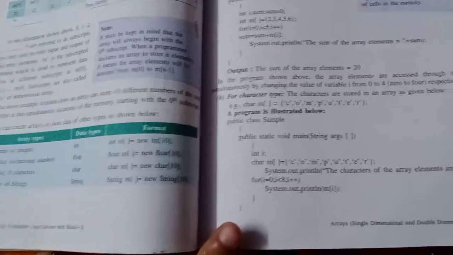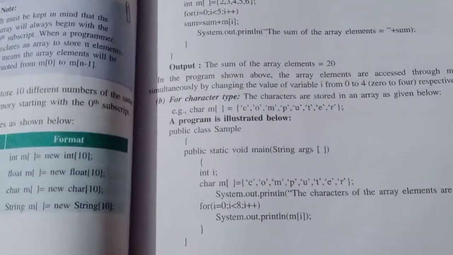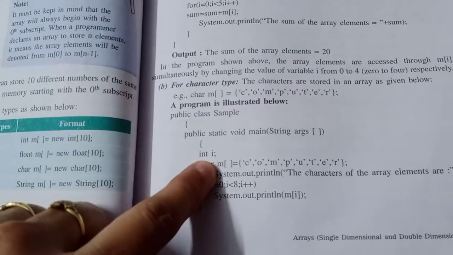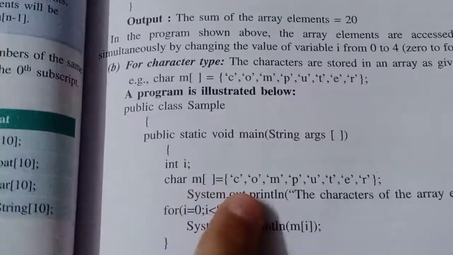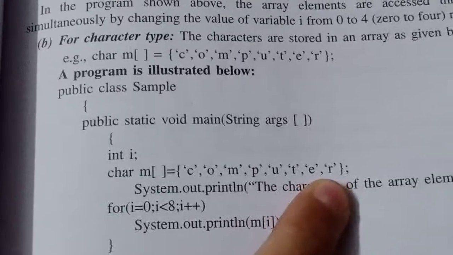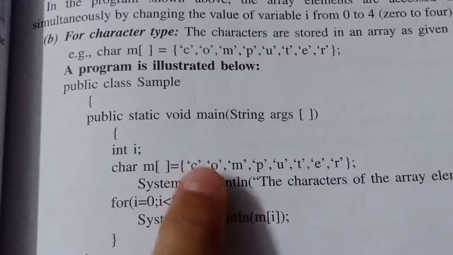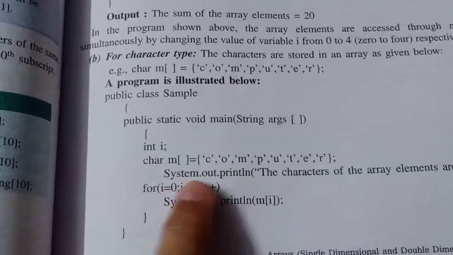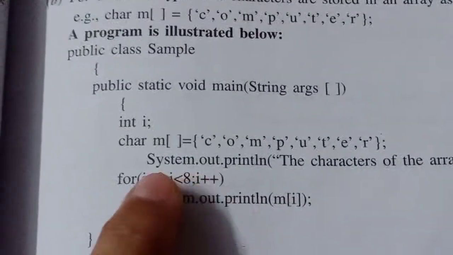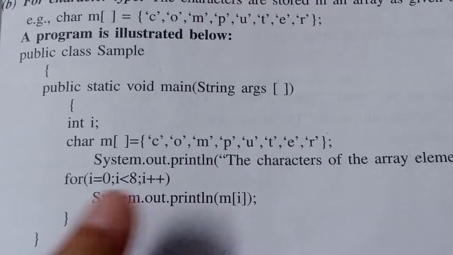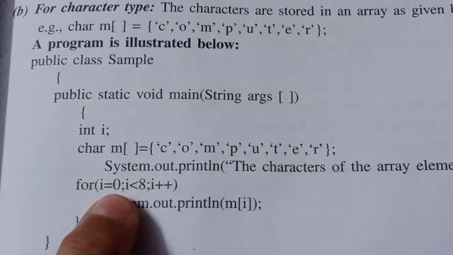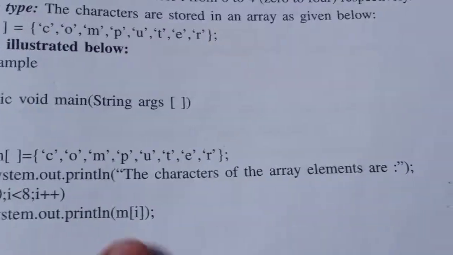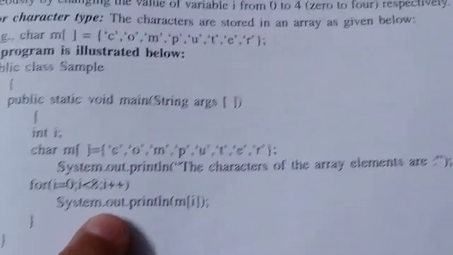Now you can see one character type program in your book. Same way here I variable and char m will hold the different characters and close within single quote and separate with the commas. And then its task is to display the array elements. So loop will work from 0 to less than 8. Total 8 elements are there. So one by one all elements will come and display.